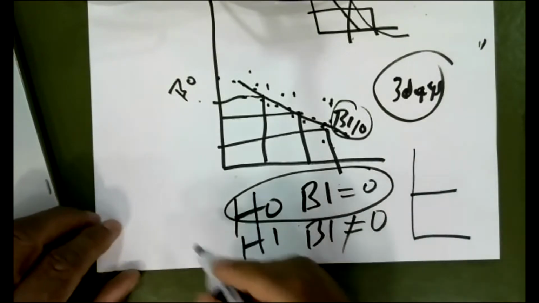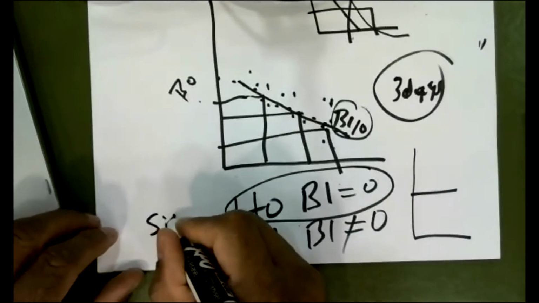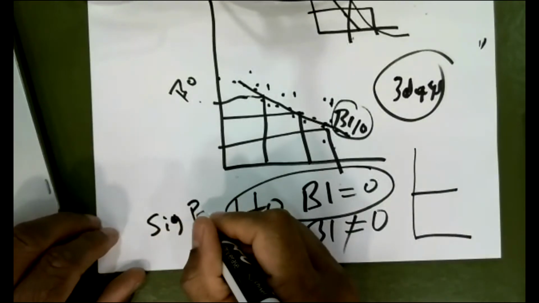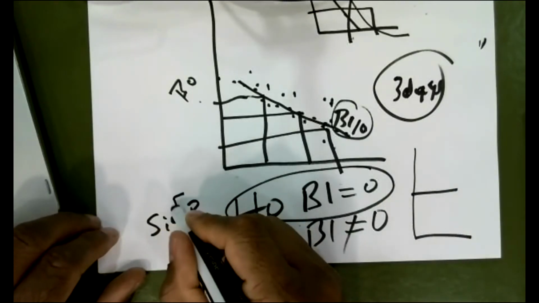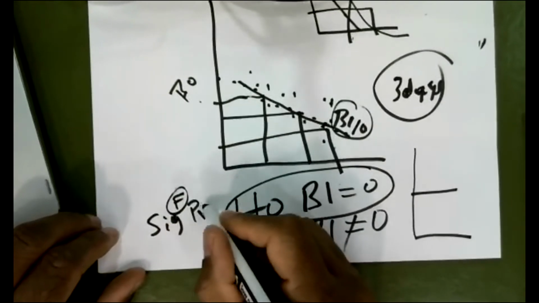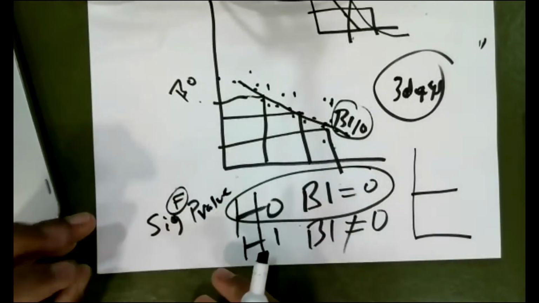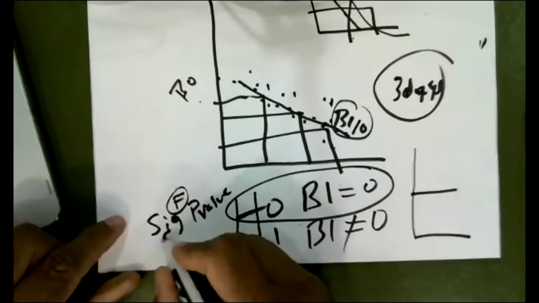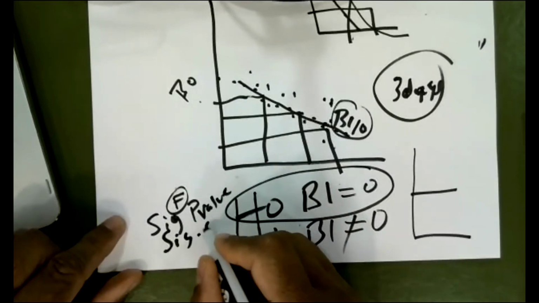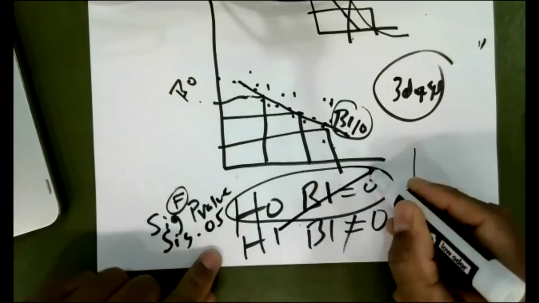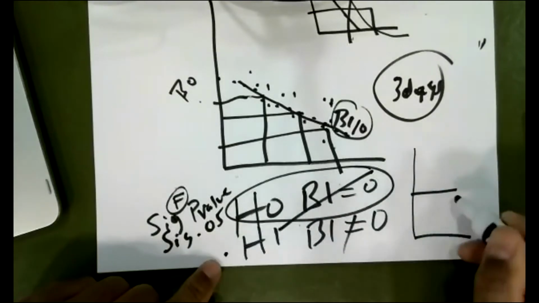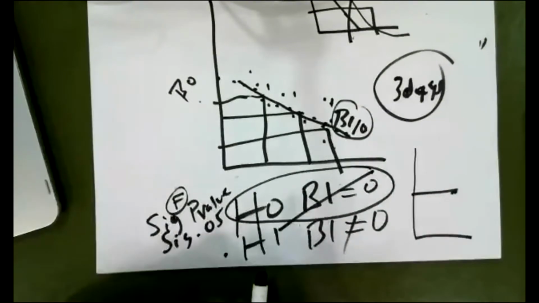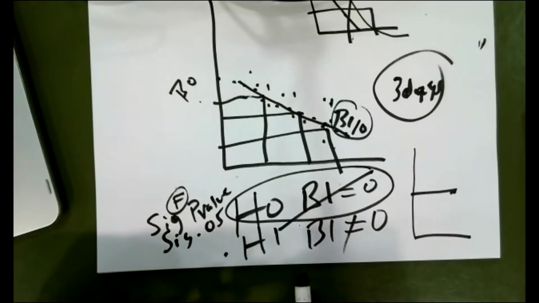And so what we do is we look at our significant F, which is our p-value. Significant F is the p-value. When I say p-value, it's a probability value. And if our significant F or our p-value is below our level of significance, then we can reject our null and say how confident we are that there is a slope. So far, so good.